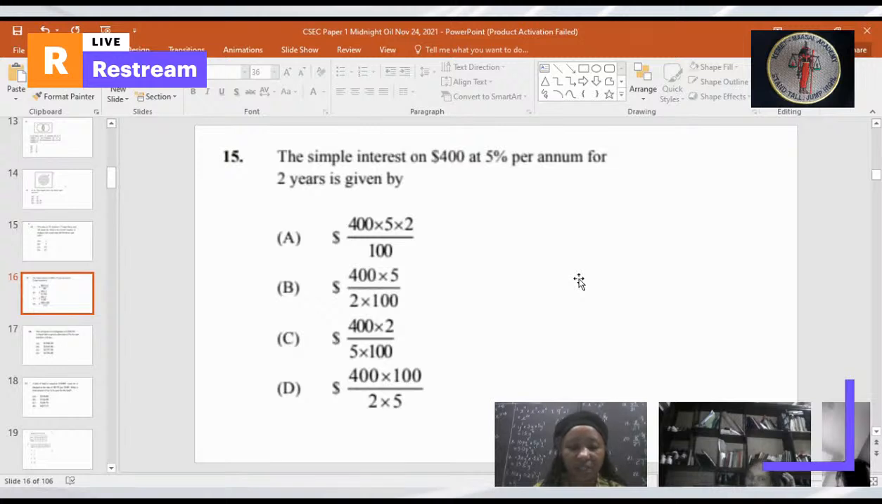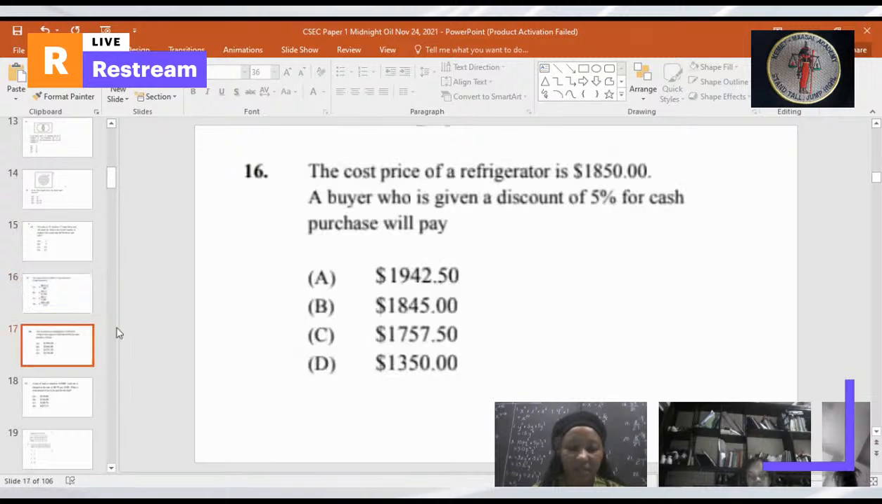All right. So who's taking this one now? Me, Miss. Number 15. The simple interest on $400 at 5% per annum for 2 years is given by... The simple interest formula, which is principal times rate times time over 100. All right, yes, that's correct. So A is the answer.